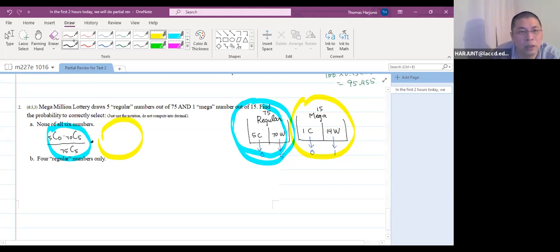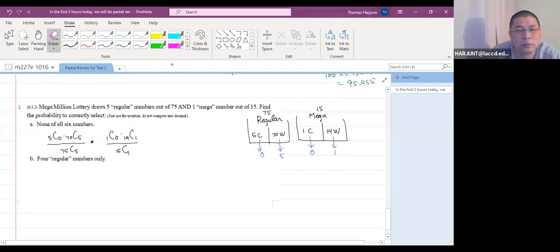Okay, that would be 1 choose 0 times 14 choose 1 over 15 choose 1. That's the probability. And then from there, if you want to make it decimal, go for it. But here I specifically say you don't need to compute the decimal. Just use the notation. So this notation is good enough. Okay, when you compute this, you will get the probability.